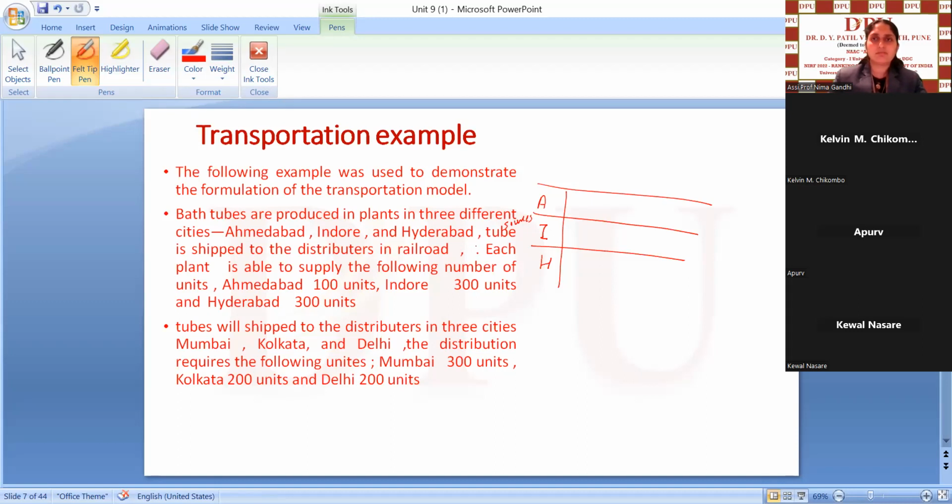So Ahmedabad plant is producing 100 units, right? Ahmedabad plant is producing 100 units. Indore plant is producing 300 units. Hyderabad plant is producing 300 units.